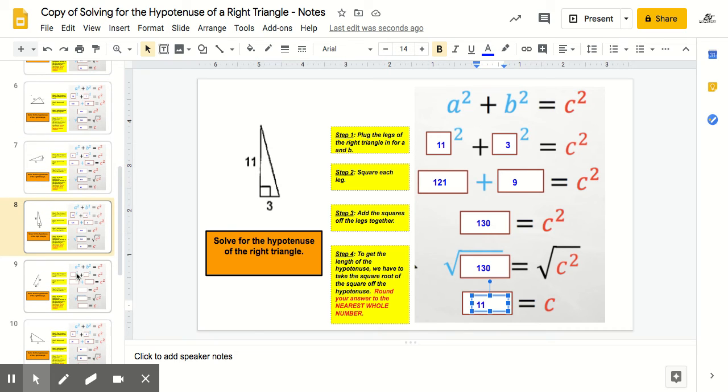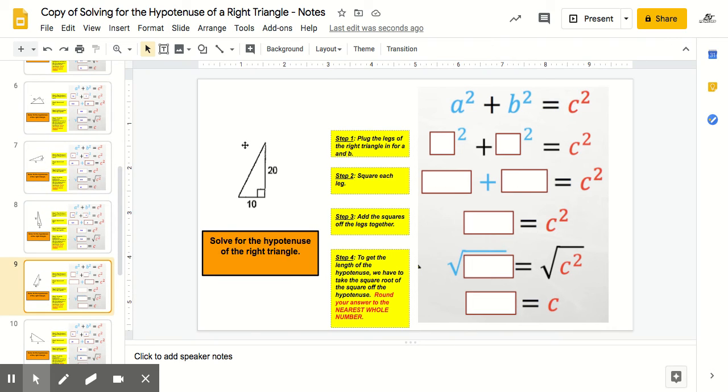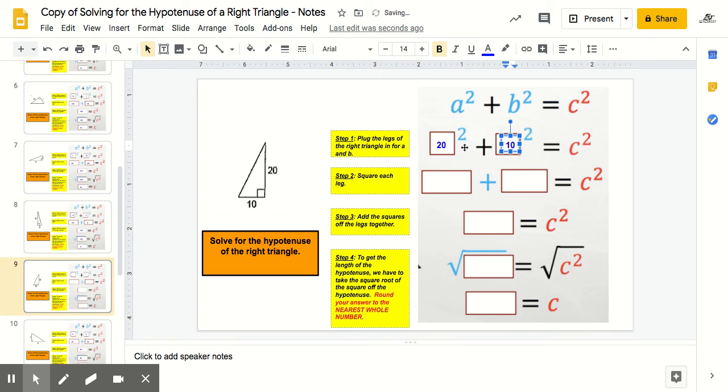Okay, we'll do one more. All right, another right triangle. I gave you two legs, 10 and 20. So let's go ahead and plug those into our Pythagorean theorem. You guys will notice I plugged in 20 for a and 10 for b. You might have plugged in 10 for a and 20 for b, which is fine. We'll get the same answer.